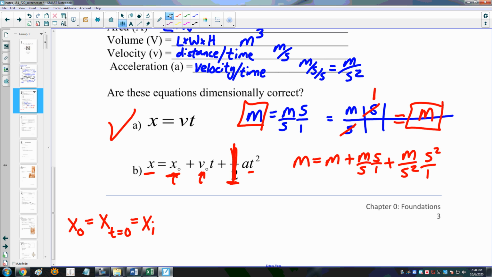Now I can get rid of some of these. I know those cancel and those cancel, so leaving 1. Seconds over seconds is 1. Second squared over seconds is 1. And then I'm left with meters, meters, meters, and meters. So all of those are correct.